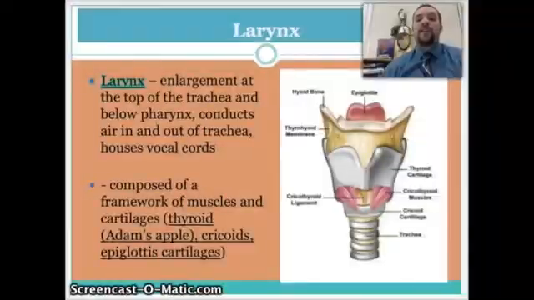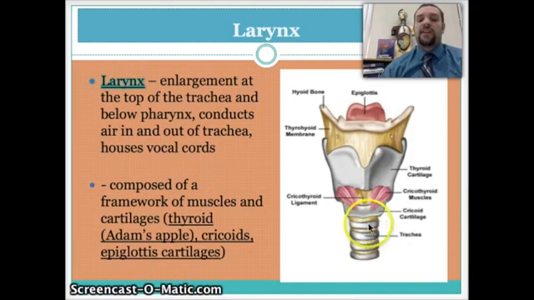If we go further down our respiratory tract and pass our pharynx, we eventually reach our larynx. Your larynx is kind of this big box, this big enlargement at the top of your trachea. You can see your trachea is here. This big box, our vocal cords, our voice box, is going to be our larynx. When we look at your larynx, you're going to see that it's mostly composed of cartilage, and it's going to house our vocal cords.